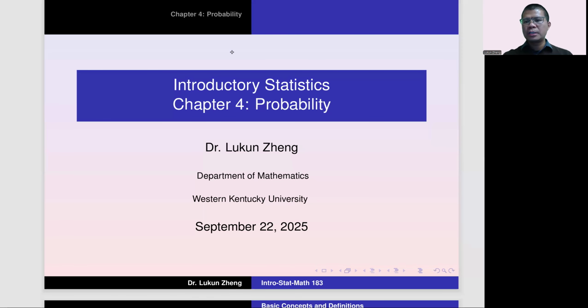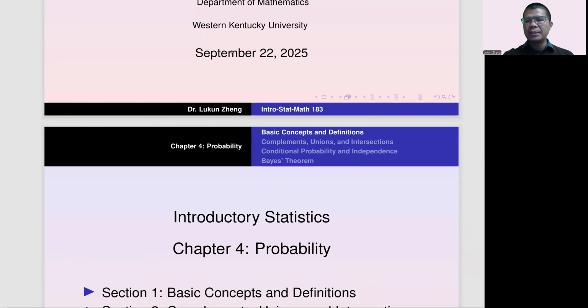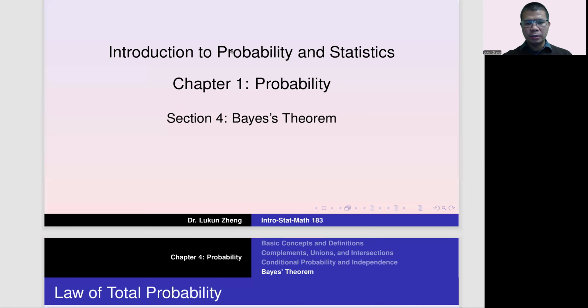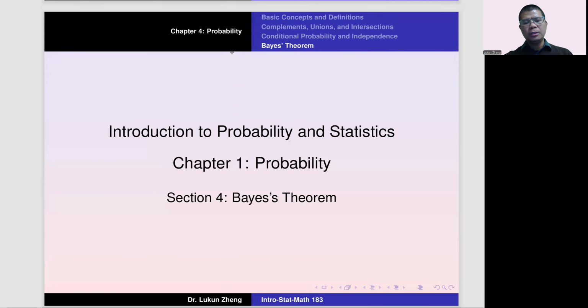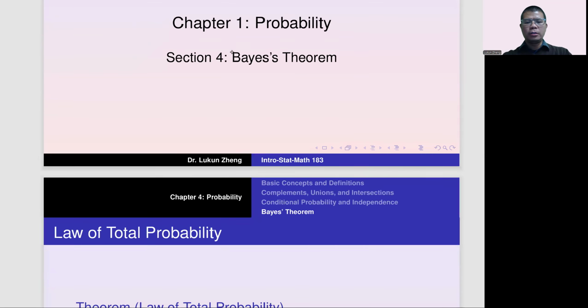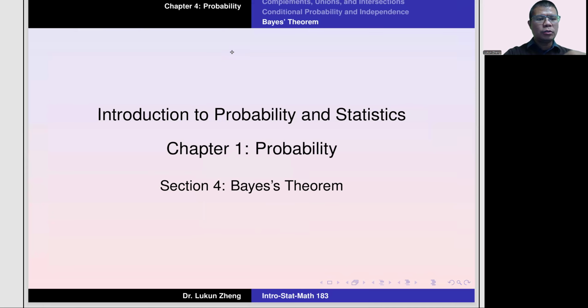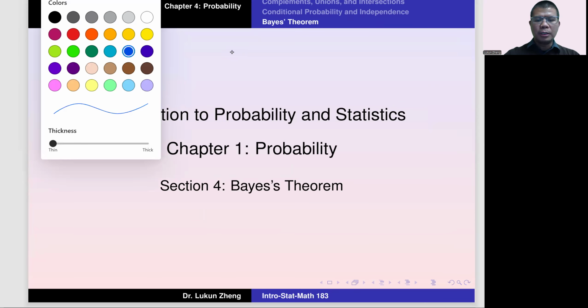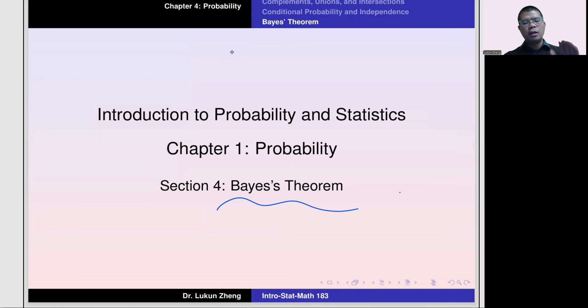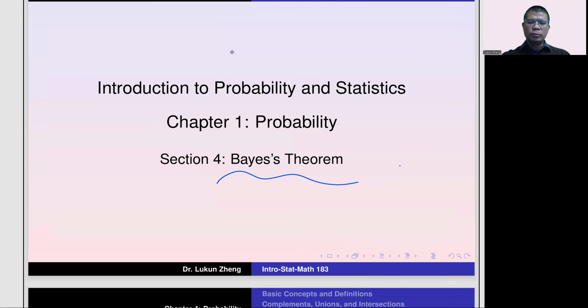Firstly, let me share my screen. All right, so here we go. This starts with chapter 4, section 4, which is the Bayes theorem. Okay, here we go. This is section 4 in chapter 4. Exam 2 starts with this one. Okay, so let's go this way. All right, start with this section, Bayes theorem. All right, so let's move on to here.